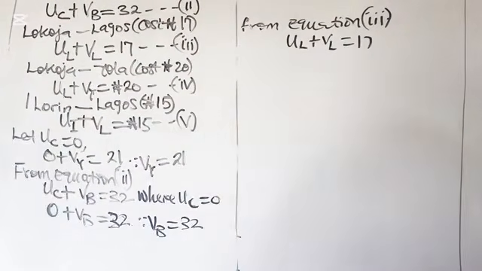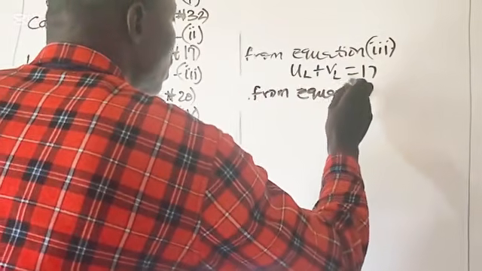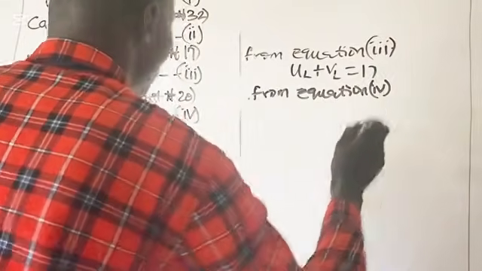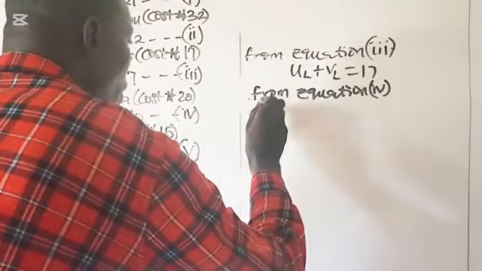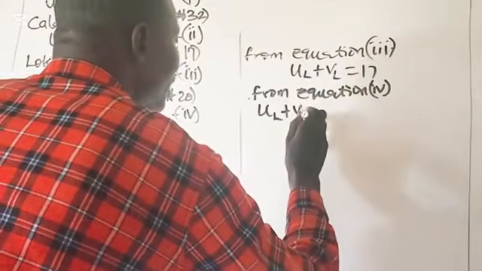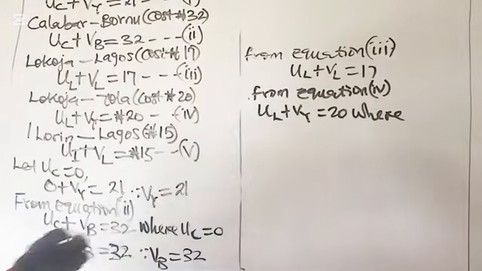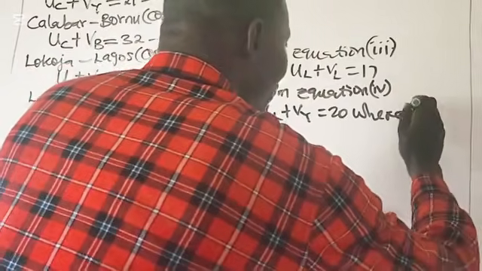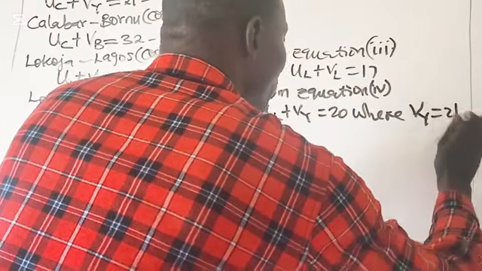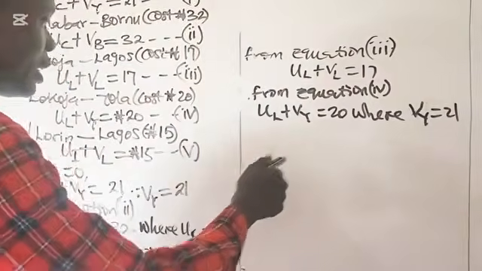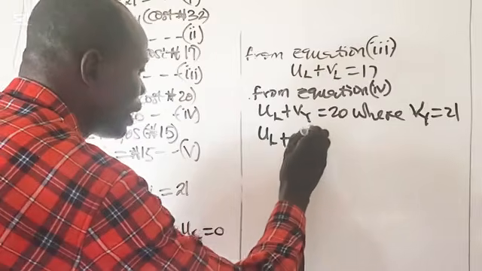So let's go to equation 4. Equation 4 is UL plus VY equal to 20, where VY equals 21. So you can substitute 21 for VY. So you have UL plus VY, which is 21, equal to 20.